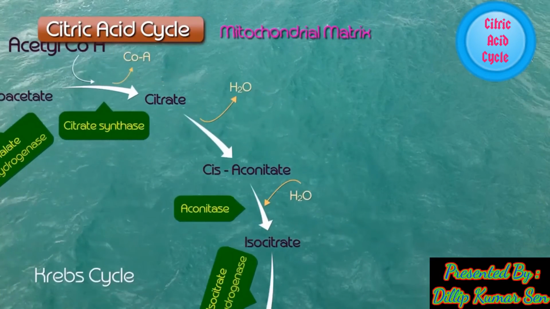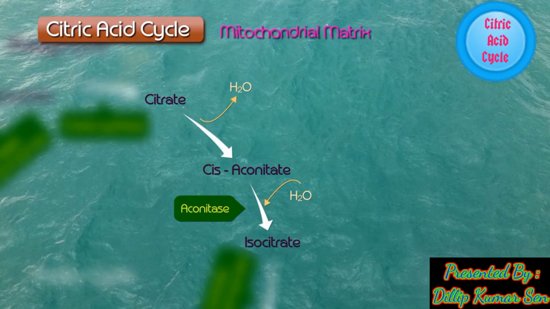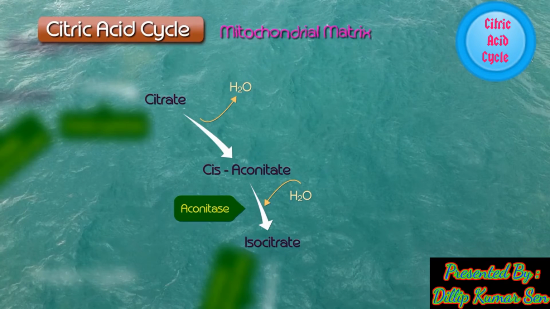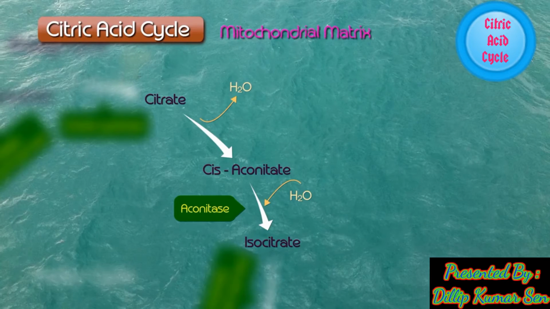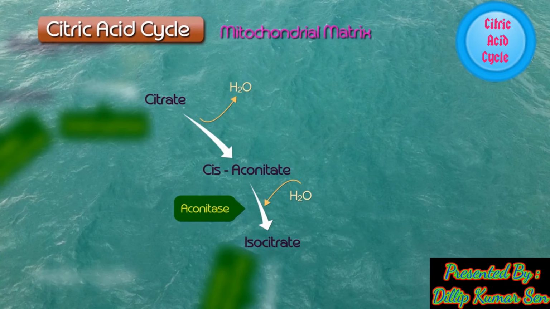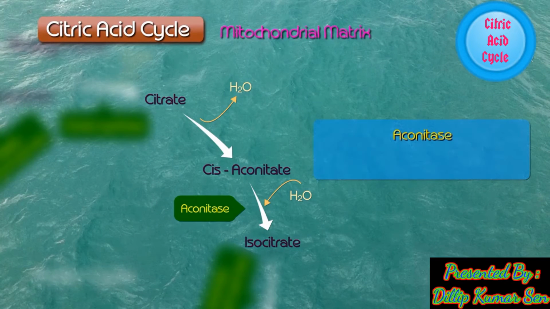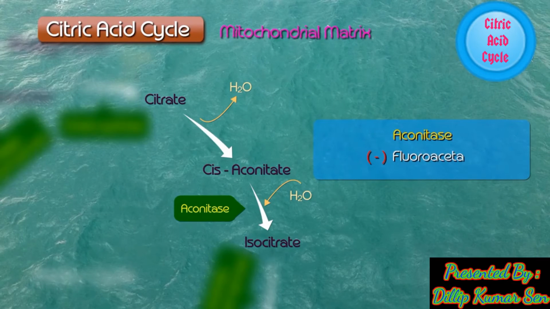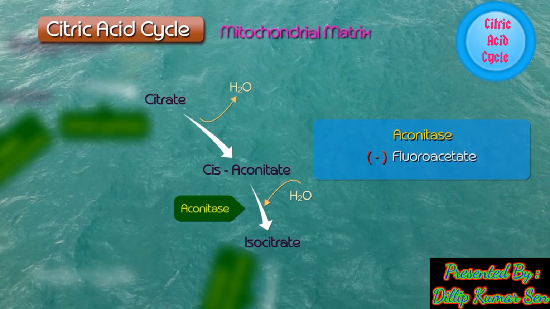And after the citrate synthase, the next step is the aconitase. Aconitase is the enzyme which catalyzes the isomerization of the citrate into isocitrate, and fluoroacetate, a metabolic poison, inhibits the enzyme aconitase.